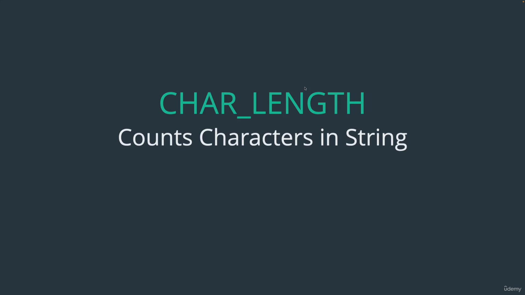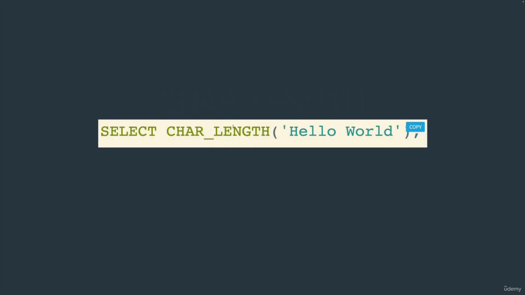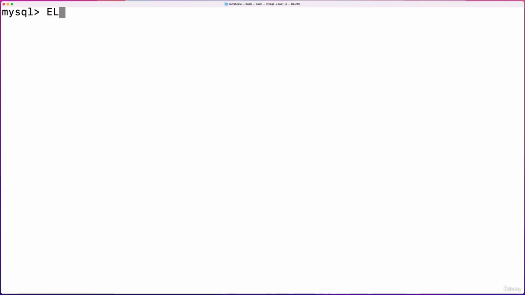Next up, we have CHAR_LENGTH, or CHAR LENGTH. It's going to tell us the number of characters in a given string. So if I did something like CHAR_LENGTH of "hello world", it's going to tell me 1, 2, 3, 4, 5, 6, 7, 8, 9, 10, 11. And that's what the slide says. We can trust it, or we can just try it ourselves.